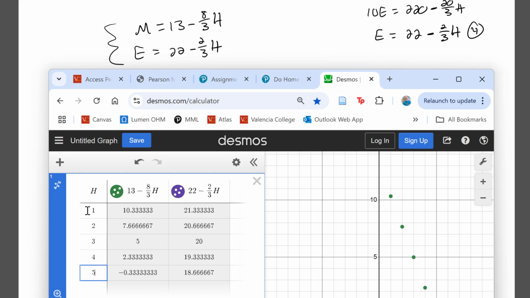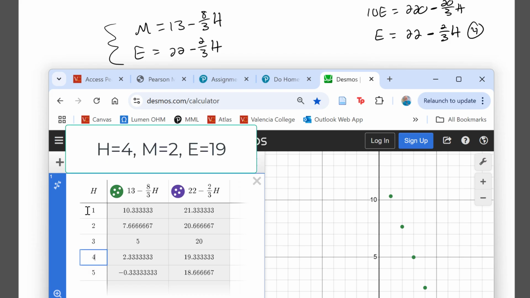Okay, if we do 5, now we're getting to an issue here. We're not allowed to bring negative numbers of boxes. So what we're going to say is we're getting an invalid solution at this point. So we're going to go back up here and say the maximum number of heavies we could bring is 4. We're going to be able to bring 2 full boxes of the minis and 19 full boxes of the easies.